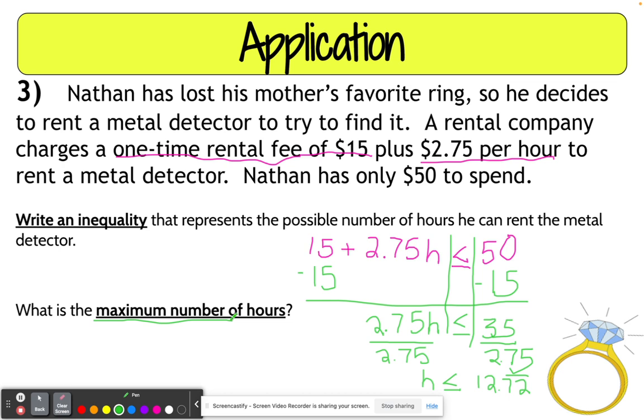If it's only full hours, you could rent it for 12 hours or less. You can't rent it for 13 hours. He wouldn't have enough money for that. So assuming that he can only rent it for a whole number of hours, or they charge to the nearest whole number of hours, it would be 12 hours would be his maximum.